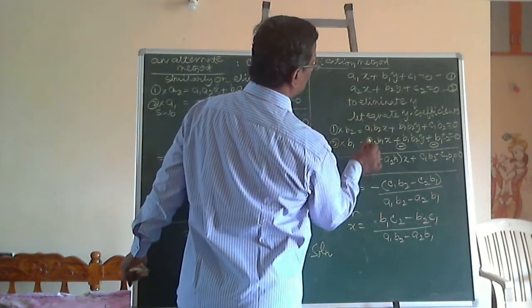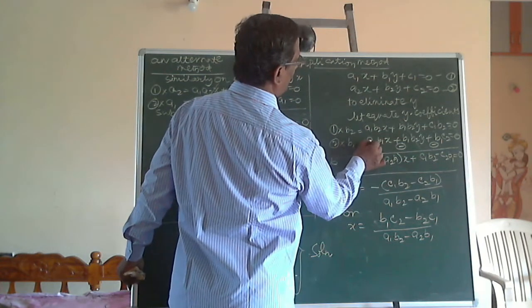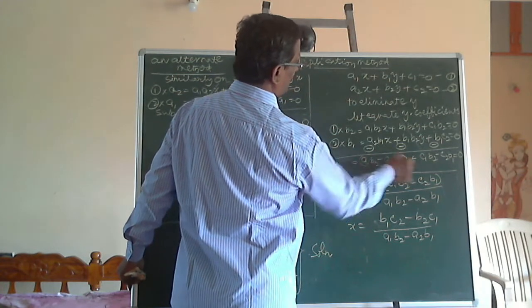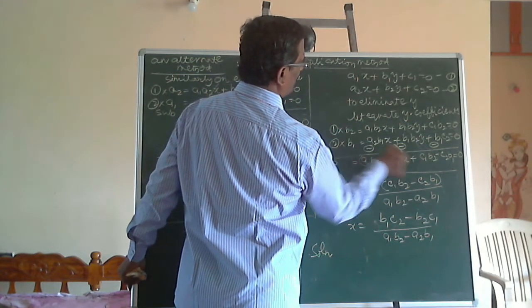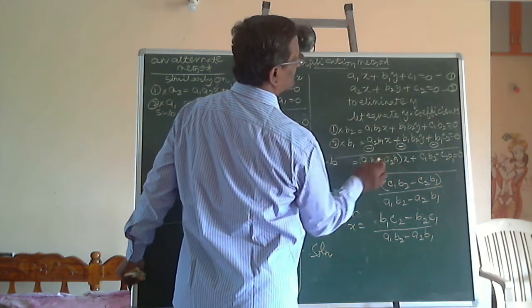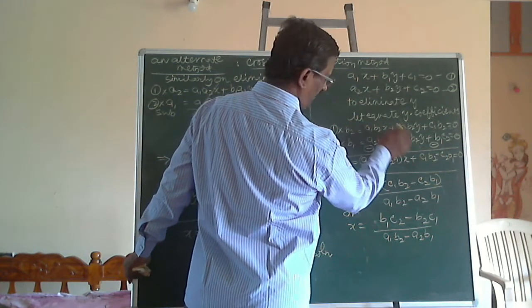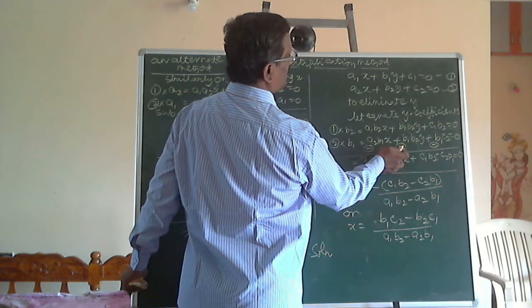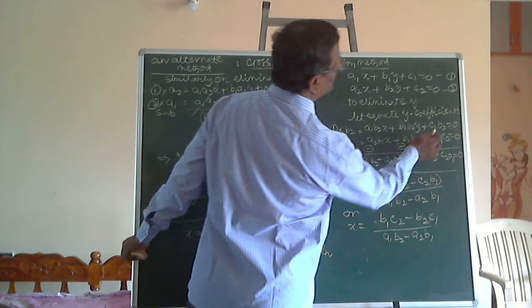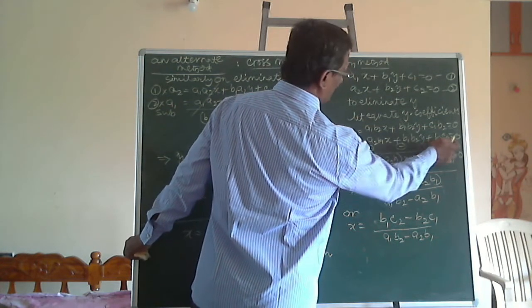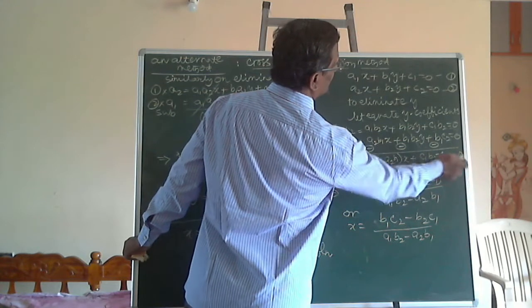This is a1 b2 x minus a2 b1 x. Taking x as the common factor, we get a1 b2 minus a2 b1 into x. Here y is eliminated because the y coefficients are the same. On subtraction, y is eliminated, and the constants give c1 b2 minus b1 c2 is equal to 0.